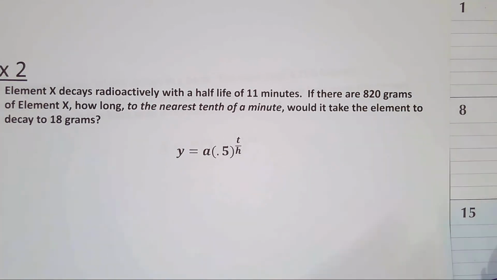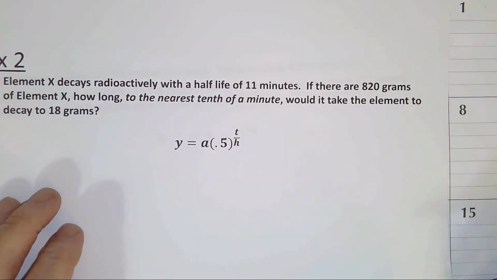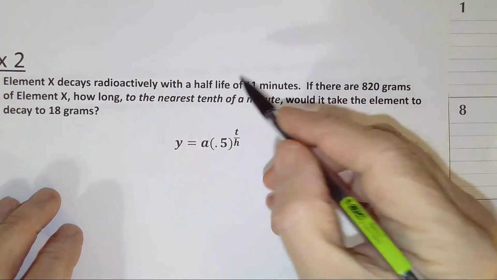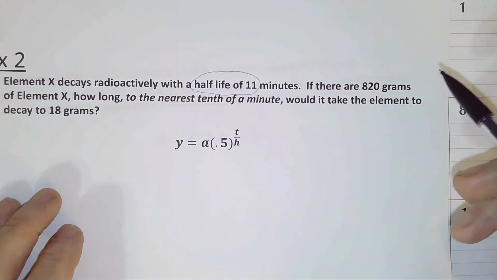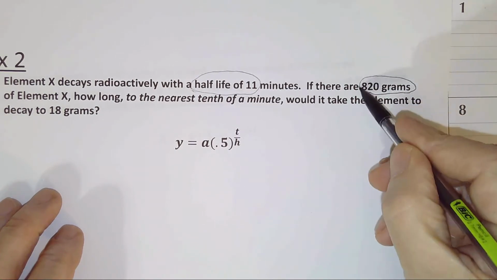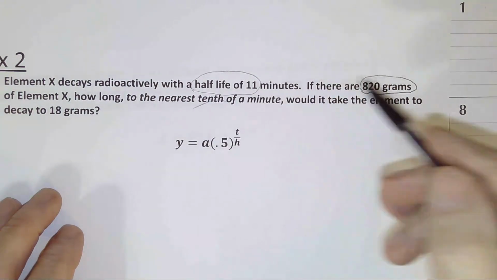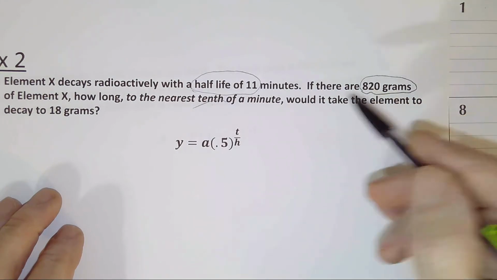So here we've got, well, let's just read this. Element X decays radioactively with a half-life of 11 minutes. Let's circle that. Half-life of 11 minutes. And if there are 820 grams, so that's important, of element X, how long to the nearest tenth of a minute would it take the element to decay to 18 grams?